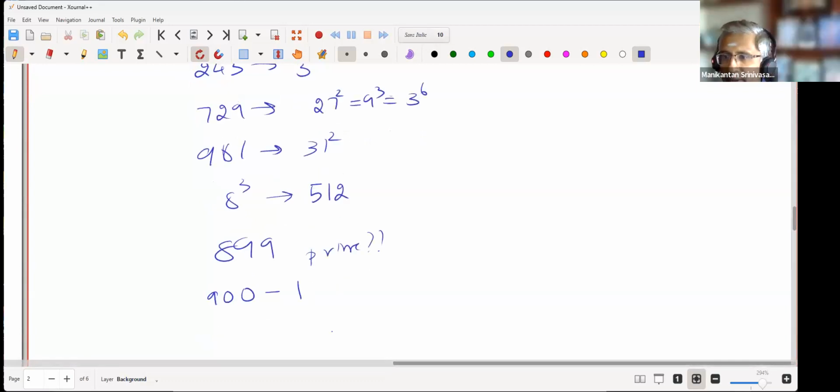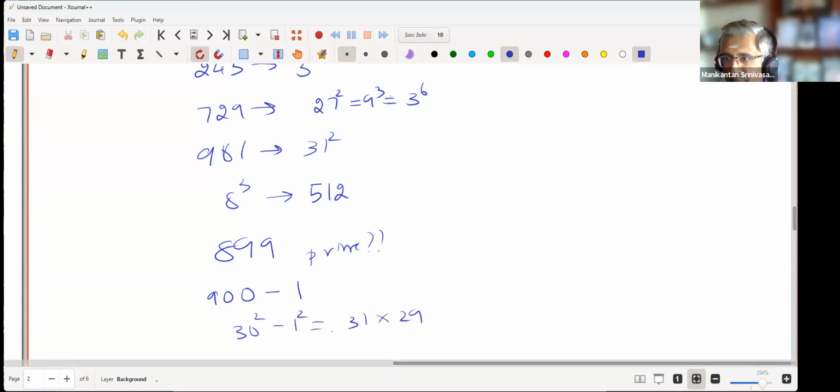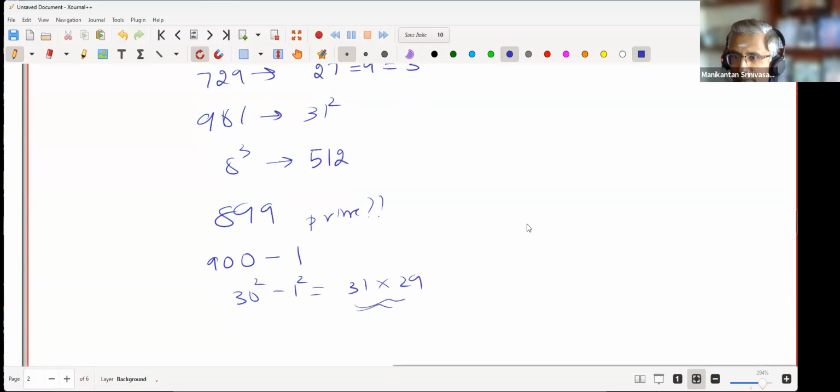Yeah, Akshaj, go ahead. 29. Exactly. And why 29? Because it's 30 square minus 1 square, which is 30 plus 1 into 30 minus 1. So whenever asked whether something is a prime, look for a perfect square right after that, so that you can see whether a square minus b square is applicable. Rachit, does this make sense to you?